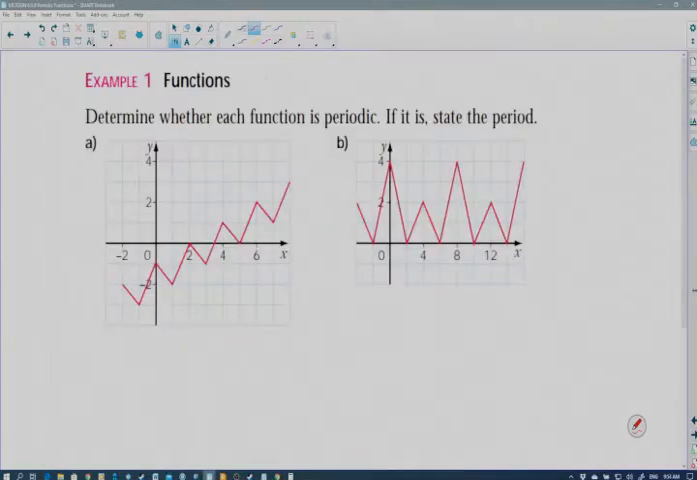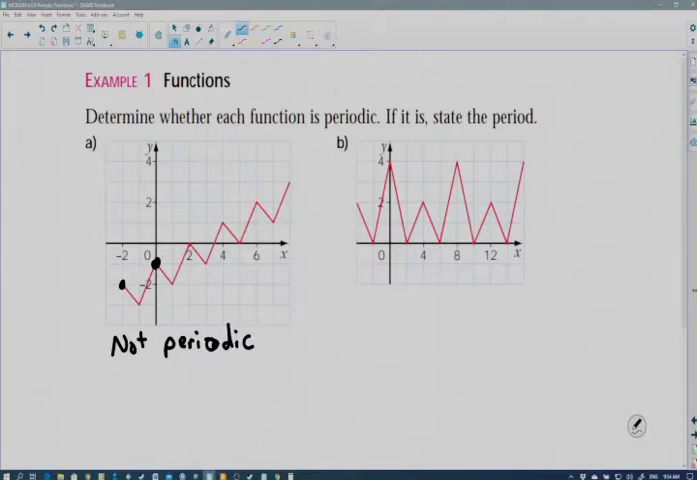Let's look at a couple of examples now. So determine whether each function is periodic. If it is, state the period. So let's look at this first graph. If we were to find another point that was in the same state as this first point, you would probably point to this point here because both graphs are going downwards from that point. But the problem is they're not at the same height. And because they're not at the same height, even though it looks like this graph does have a repeating pattern, which it does, it is not considered periodic because those points do not repeat themselves at the same height.